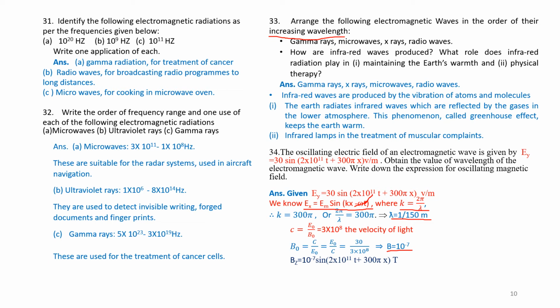Hence, we can write the equation for the oscillating magnetic field. B is given by, here we found B naught, that is 10 to the power of minus 7, sine of, as it is, 2 into 10 to the power of 11 t plus 300 pi x. It is in the same phase. Tesla. E was in volts per meter and B is in Tesla. Please note this.